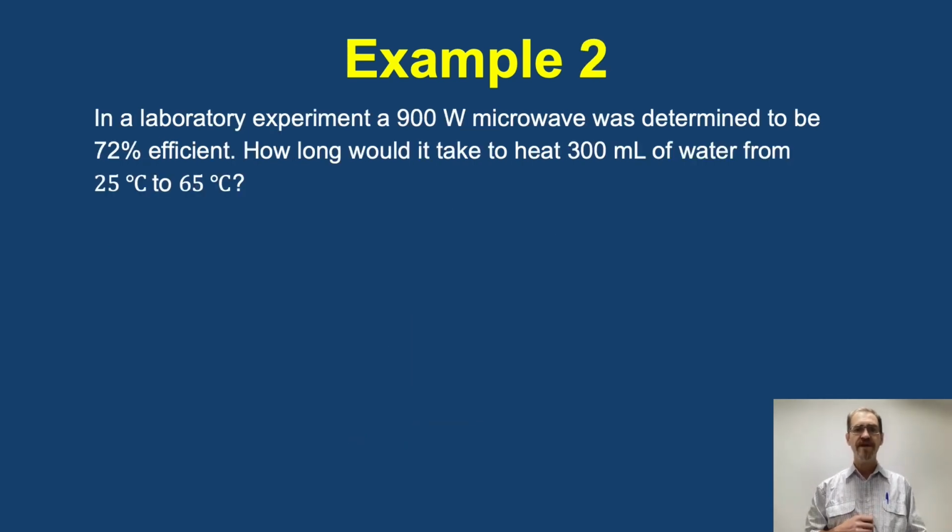Here's our second example. In a laboratory experiment, a 900-watt microwave was determined to be 72% efficient. How long would it take to heat 300 mils of water from 25 degrees to 65 degrees Celsius?